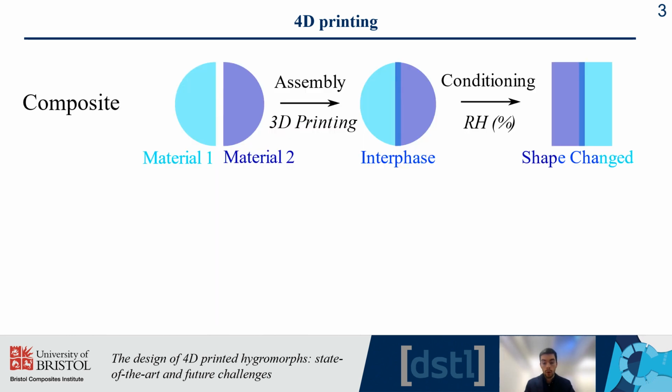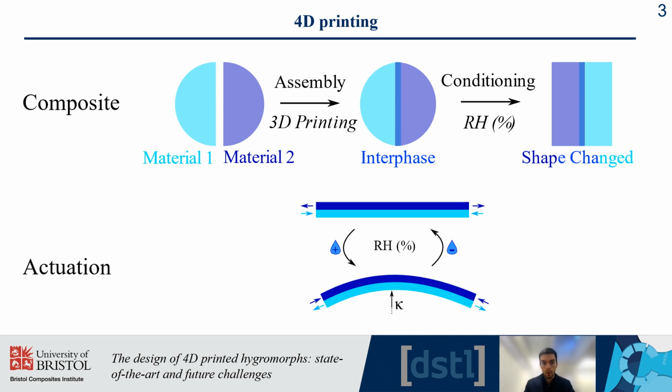So to give a bit more context, I'm going to explain what I'm going to discuss here. We're only going to talk about composite materials, materials made of two different materials, material 1 and material 2, which are only assembled in 3D printing. There are other ways of producing 4D actuators, but in our case we only consider printing. We're going to condition it in a relative humidity RH, and no other conditioning trigger which could be used. And the only actuation we're going to look at is the bending actuation.